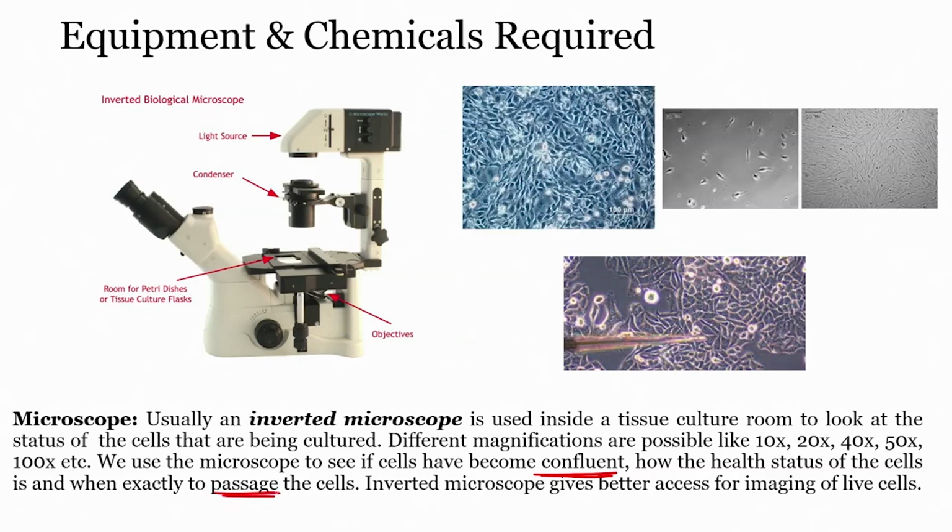Inverted microscope gives a better access for imaging of the live cells. You can see here some of the images taken using the inverted microscope, you can clearly see cells. In some cases there are fibers, in some cases there are cells, depending on what you are focusing on. So, inverted microscope is extremely important for cell culture and tissue culture application in a controlled environment, that is about a biology lab, also a tissue culture lab, also in any clinics, in pathology.